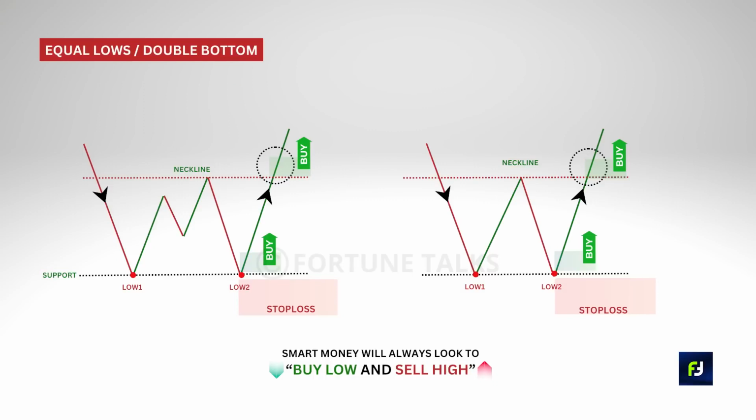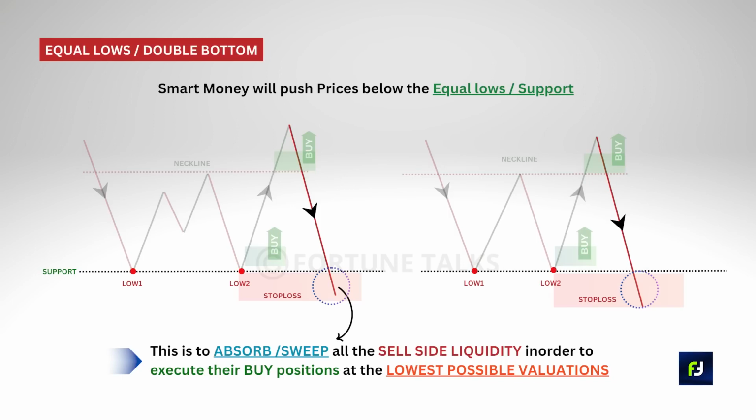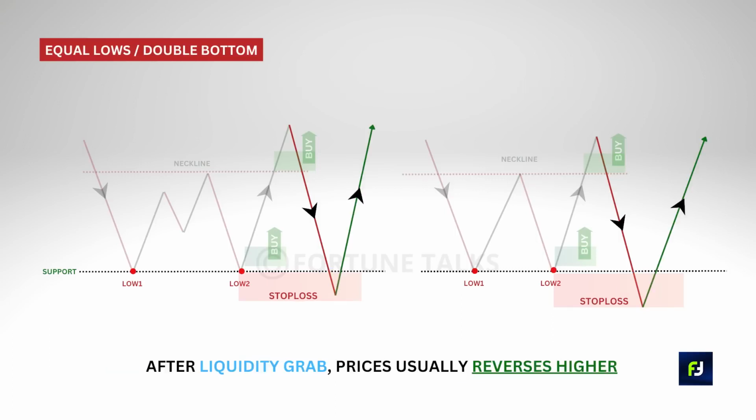The smart money will always look to buy at lower prices, and they will look to sell at higher valuations. They do not follow any strategy or patterns, but they take their positions based on liquidity. So, more often than not, they will look to tap into these areas of liquidity to execute their positions at the best possible valuations. Now, coming back to a discussion on double bottoms, the smart money or institutions will push the prices down and break below the equal lows or support level so as to absorb all the sell side liquidity. And once all the stop losses are absorbed or swept, the market usually reverses its direction and moves higher.